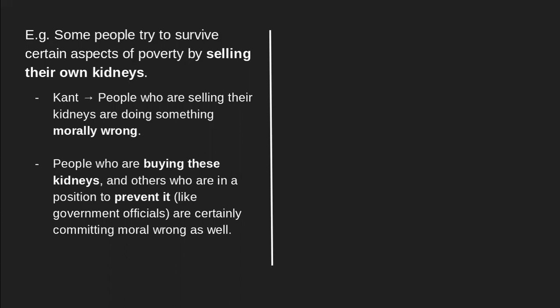In this example, the person is selling the kidney out of extreme poverty, so they just have no other means to get rid of poverty. That's the idea here. And people who are buying the kidneys are also treating the others as a mere means, unless it's a consensual relationship of an acceptable type. And people who are not preventing such trade taking place are also blameworthy, according to Kant's idea.